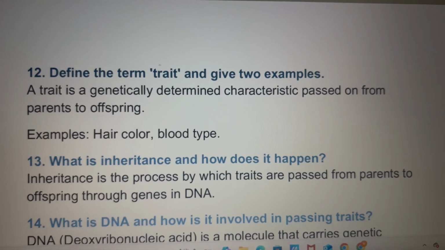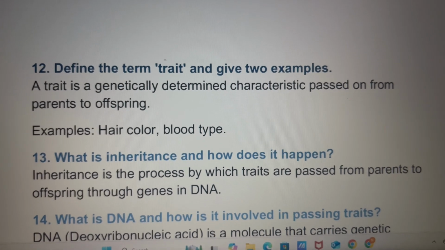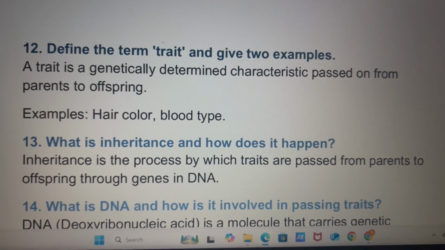Trait: a genetically determined characteristic passed on from parents to offspring. Do we still have to explain this? I think it's so easy.